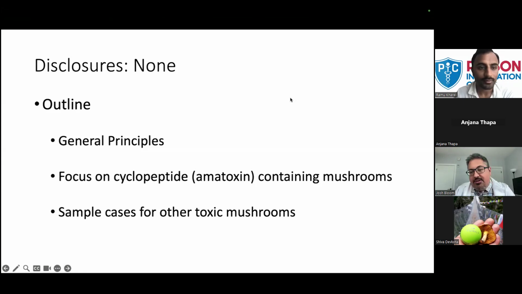I don't have any disclosures. Here is an outline of the presentation, and I know we just have half an hour, so I'll do my best to be brief, but also as clear as possible. I want to focus on some general principles, the approach to a patient who comes in with mushroom exposure and possibly a mushroom poisoning. I also want to focus on cyclopeptide mushrooms, which is the Amanita genus, as well as a few other genera that contain those types of toxins, because they have special treatments, and also the course of the disease can be quite harsh. And then I'll also go over some cases involving other types of toxic mushrooms.